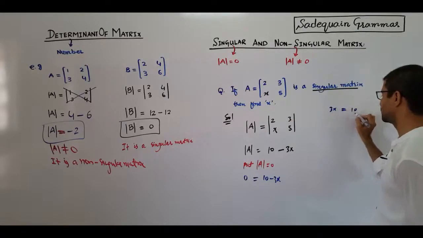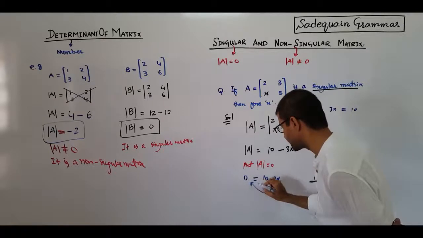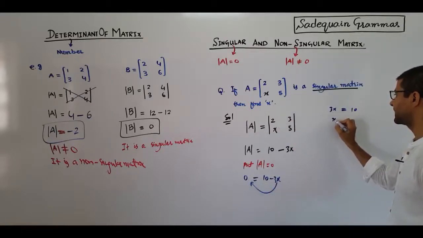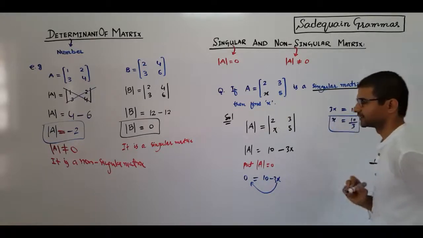3x is equal to 10. We will shift this minus 3x to the other side. It will become plus 3x, and x is equal to 10 by 3. This is your answer.